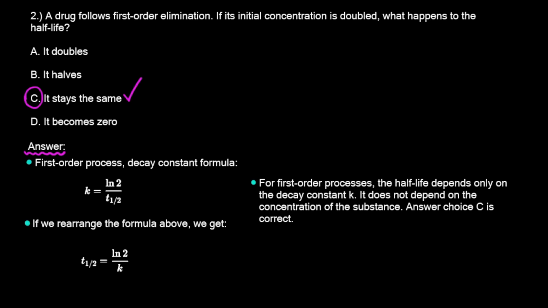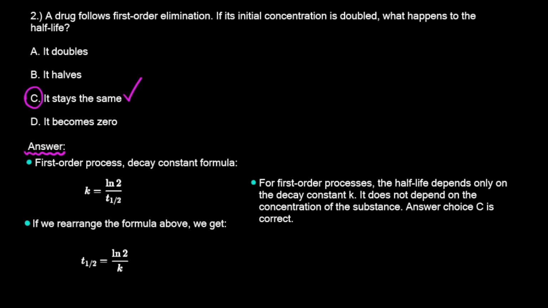So to answer this question, we need to recall a key relationship from first order kinetics. For a first order process, the decay constant k and the half-life t_1/2 are related by the following formula. k is equal to ln2 divided by t_1/2. If we rearrange this, we get t_1/2, the half-life, is equal to ln2 divided by k.